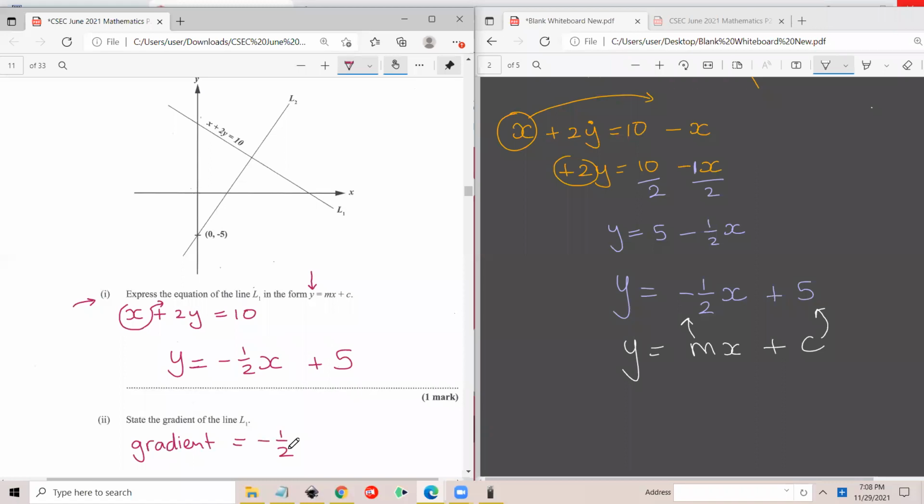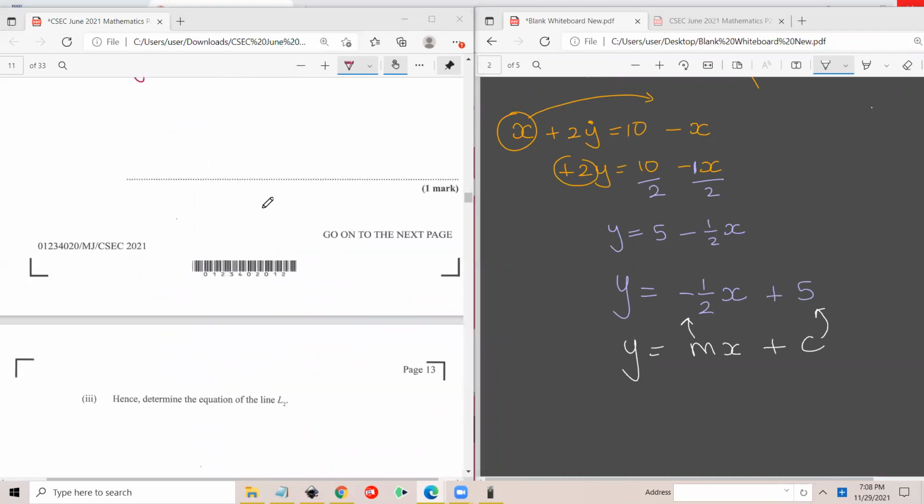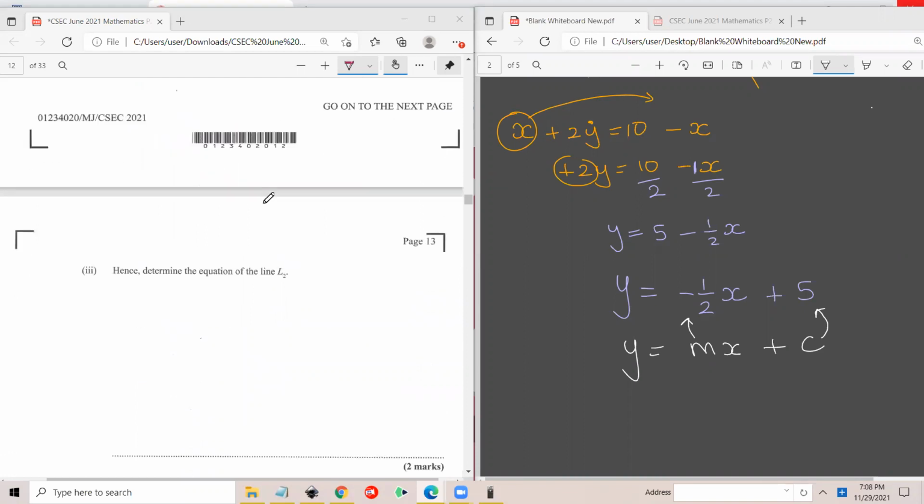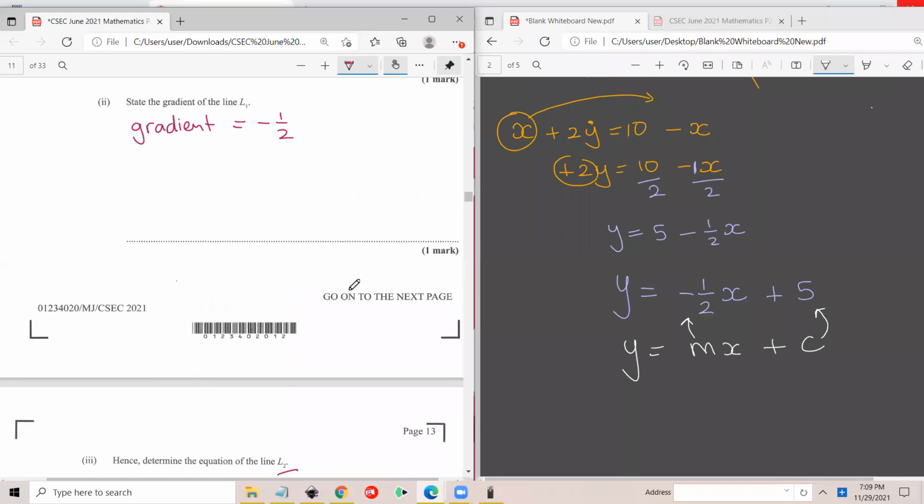Great. All right, so far nothing hard, right? This is straight out of what we did in August, right? Right. Now they want us to determine the equation of L2. So now they want us to find the equation of the second line.